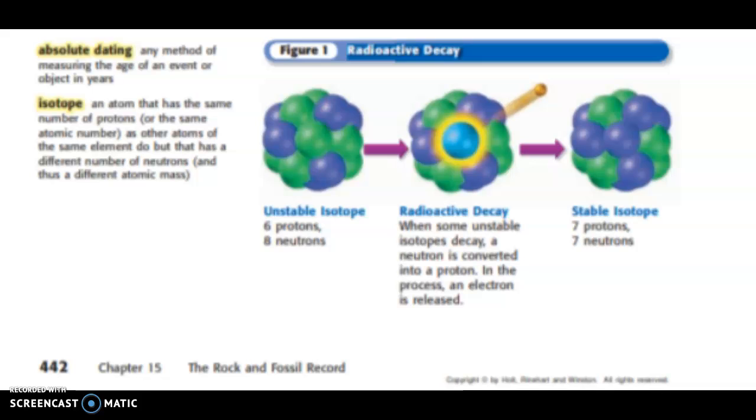Now, we have specific types of absolute dating, one of which is radiometric dating. And we will learn more about this in detail tomorrow. But let's try to understand what radioactive decay is before we start.